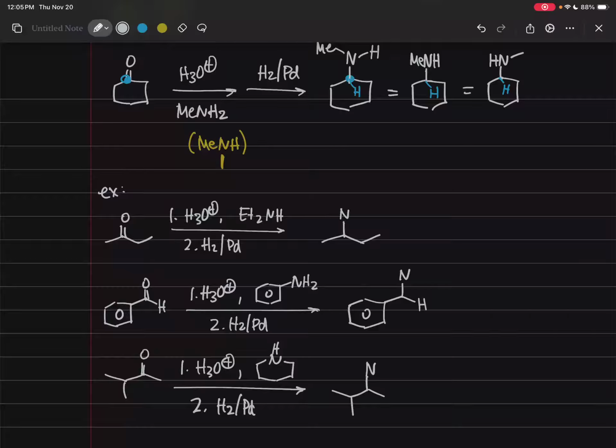So the first one uses diethylamine. So if we just remove a hydrogen, that means it's going to have two ethyl groups on it, like so. Or you could write ethyl groups, Et. Yeah, that's fine. So you could write Et2.